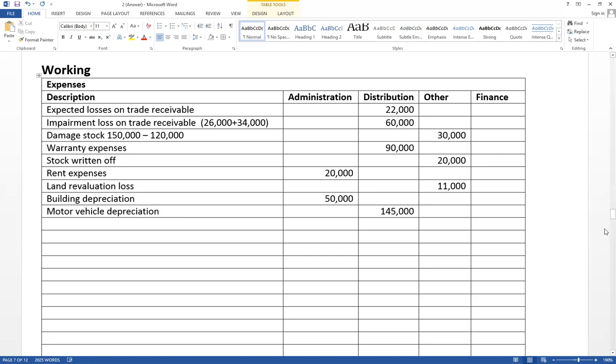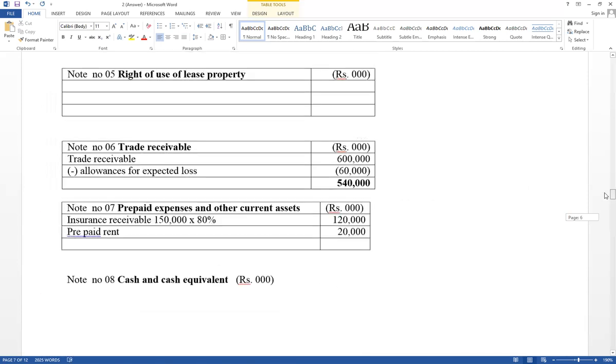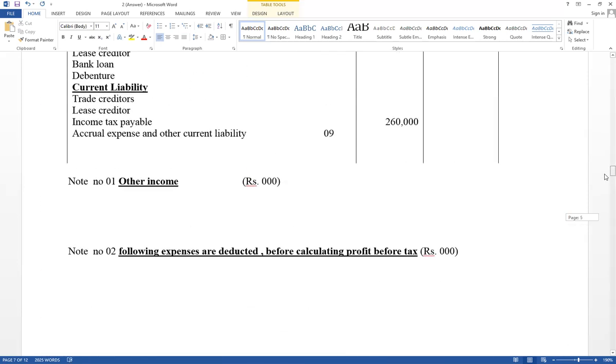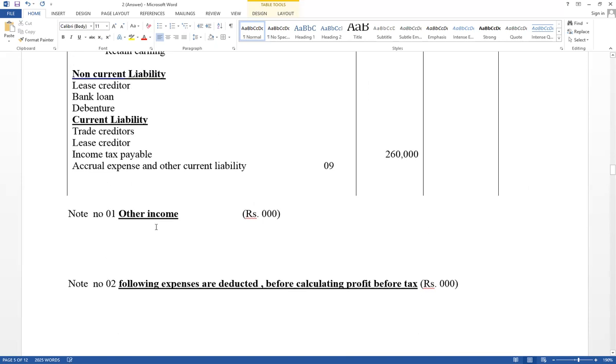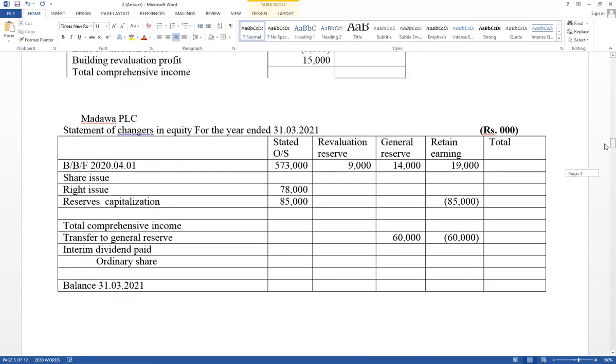And disposal profit should be included under other income. Note number 1: if there is a disposal loss, it goes under expenses, but disposal profit goes under income. As a motor vehicle disposal profit equal 15,000, and the disposal value it has given is 150,000.